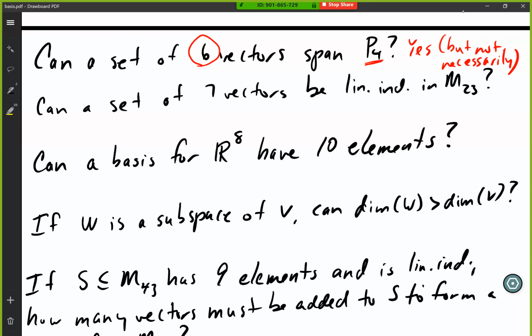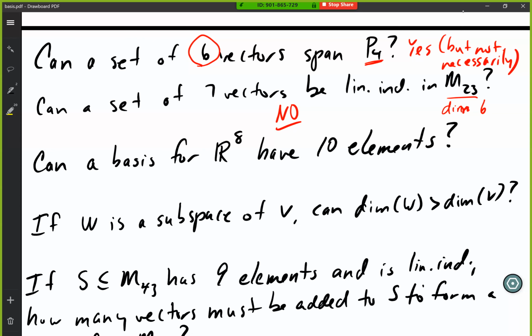Let's look at the second question. Can a set of 7 vectors be linearly independent? Well, what's the dimension of M sub 2,3 here? That one's 6. So can a set of 7 vectors be linearly independent with dimension 6? No, so that one's a no. 6 is the biggest that a linearly independent set can have.